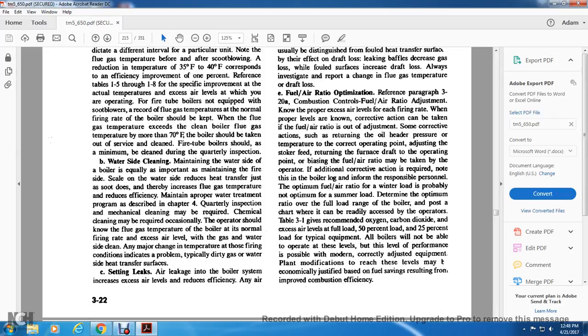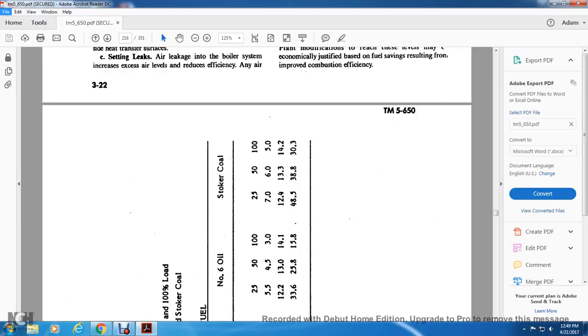Determine the optimum ratio over the full load range for the boiler. Post a chart where it is readily accessible to the operator. Table 3.1 gives the recommended oxygen, carbon dioxide, and excess air levels for full load, 50% load, and 25% load for typical equipment. All boilers will not be able to operate at these levels, but this level of performance is possible. Modern, correctly adjusted equipment or plant modifications to reach these levels may be economically justified based on the fuel savings resulting from improved combustion efficiency.